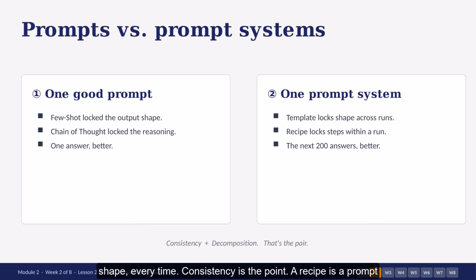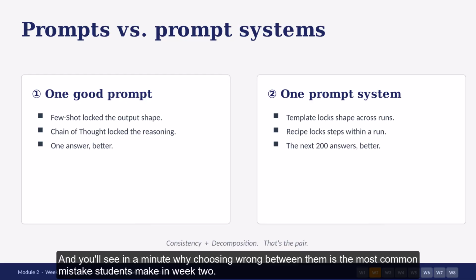A recipe is a prompt that asks Claude to walk through several steps within a single prompt, where each step feeds the next one, composed of named intermediate artifacts. Decomposition is the point. Consistency and decomposition. That's the pair. And you'll see in a minute why choosing wrong between them is the most common mistake students make in week 2.